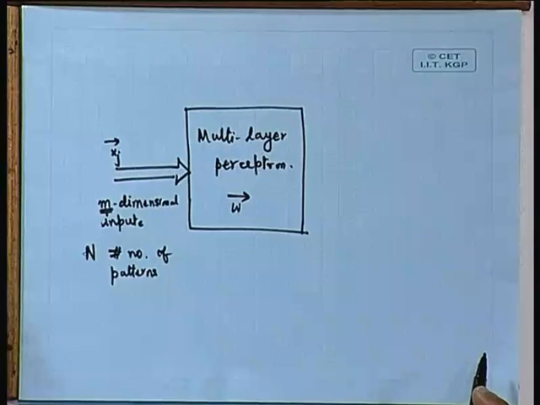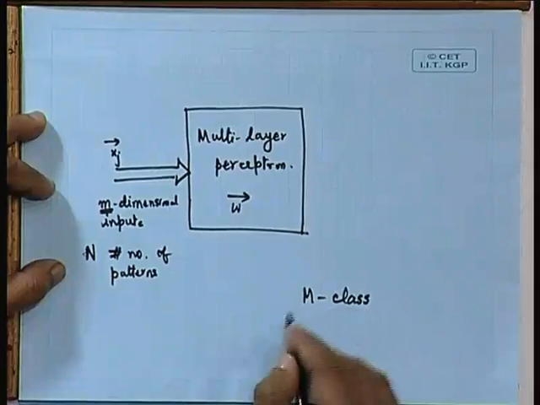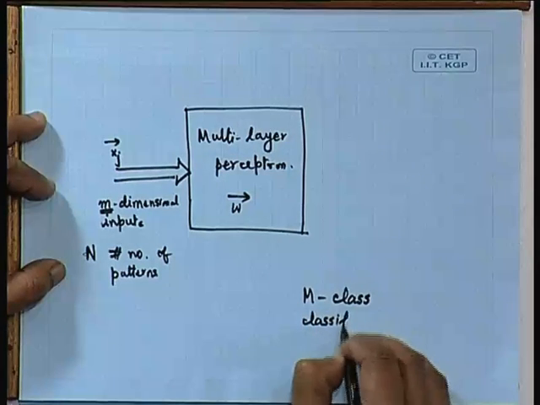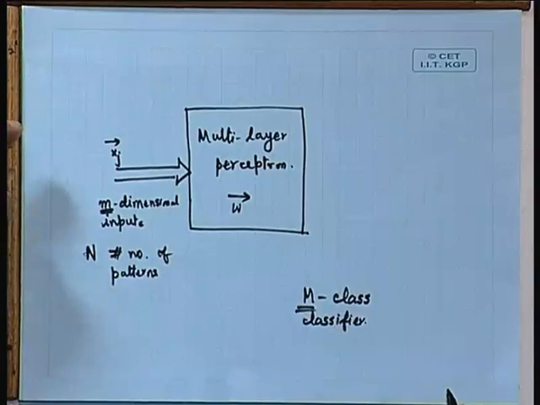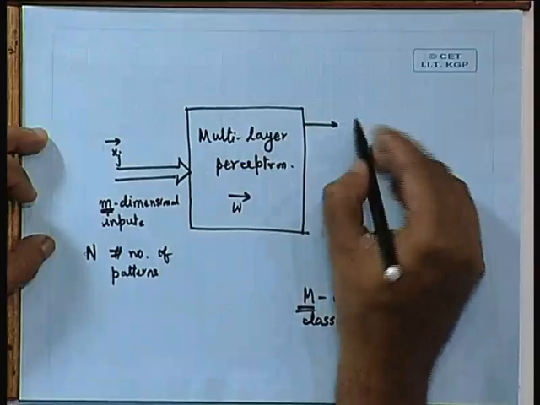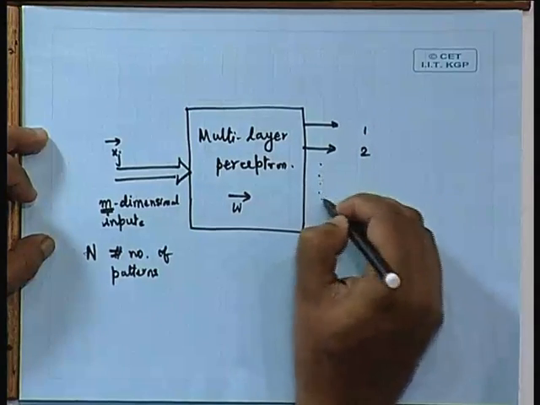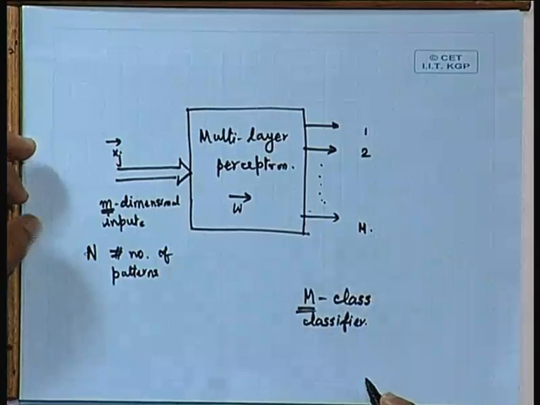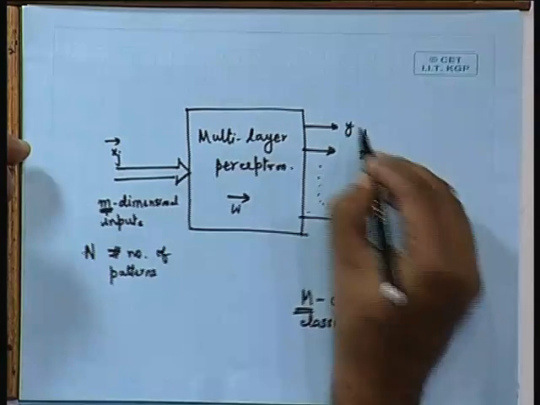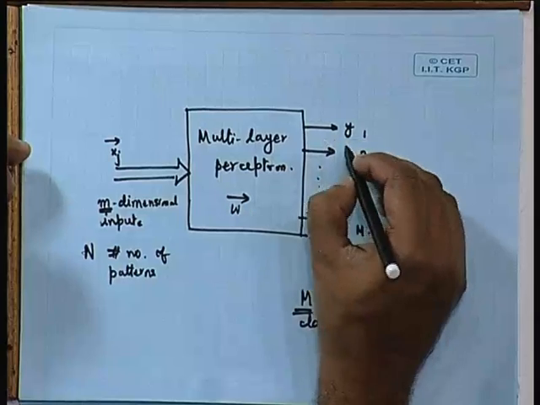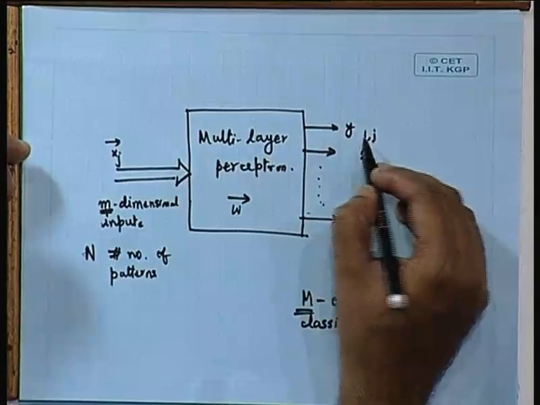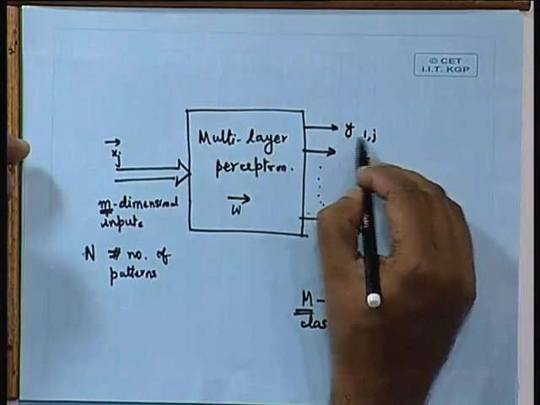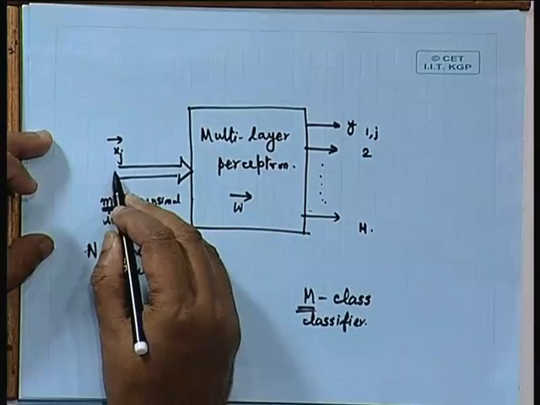The multi-layered perceptron is going to generate outputs, and since it is a multi-class classification problem, we should have multiple outputs. Let us say we are considering an m class classifier, meaning that there are m classes. Then we should have m outputs, which we denote as 1, 2, up to m. The outputs will be indicated by y, so the first one we write as y 1 comma j, because that is the output 1 in response to the pattern x of j.